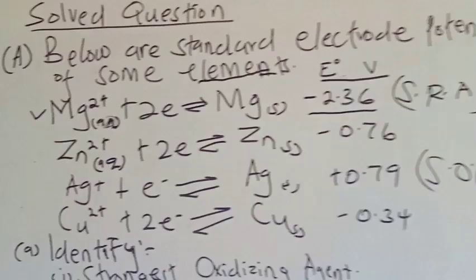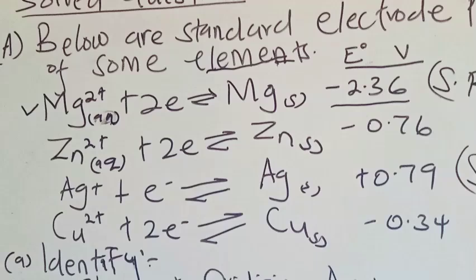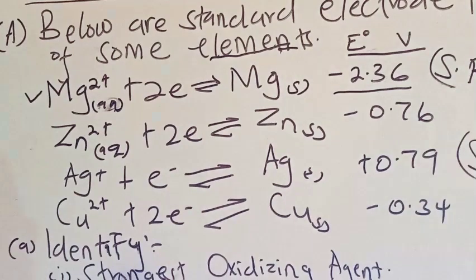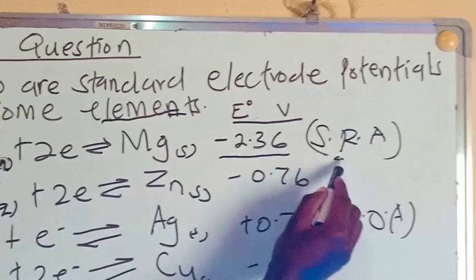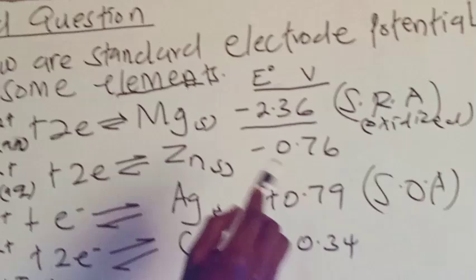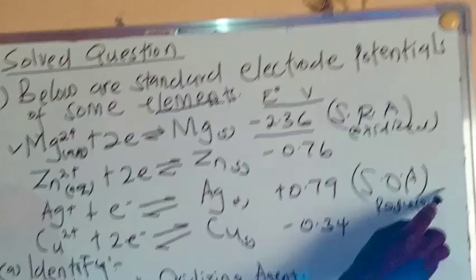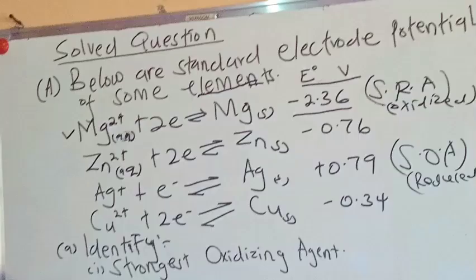Then we say that the strongest reducing agent is the species that is oxidized. So this is our strongest reducing agent, and this one will be oxidized, meaning it will lose electrons. The strongest oxidizing agent will be reduced, meaning it will gain electrons.